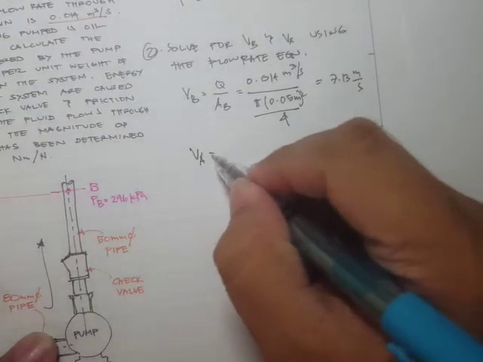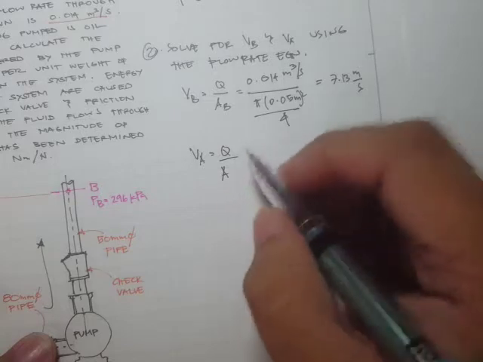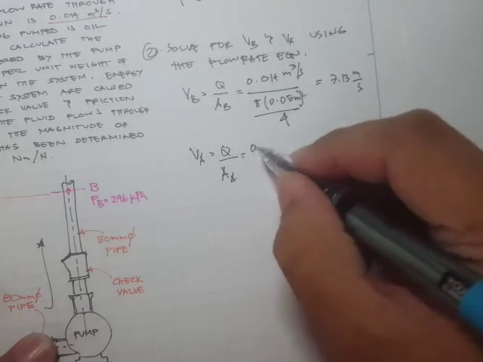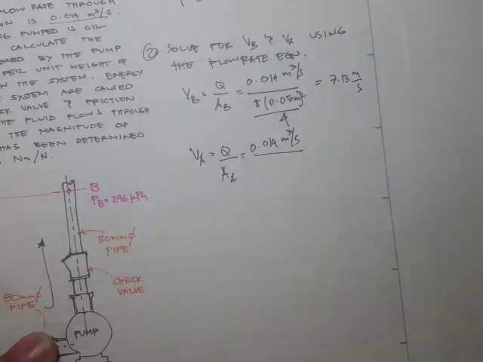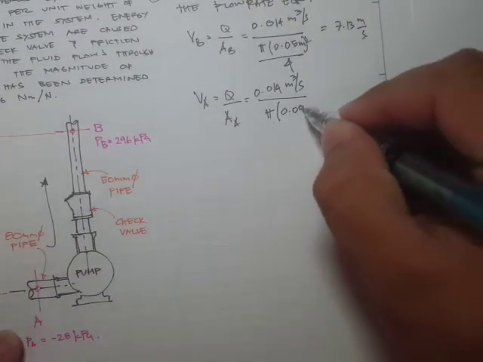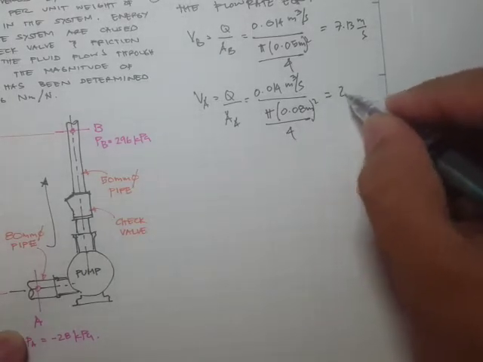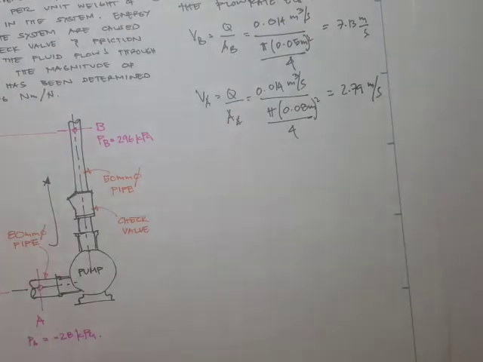So for the velocity at A, then of course we have the same flow rate, but we have different area. Okay, so 0.014 meter cube per second divided by pi times the diameter, which is 80 mm, 0.08 squared all over 4, and that's 2.79 meters per second.